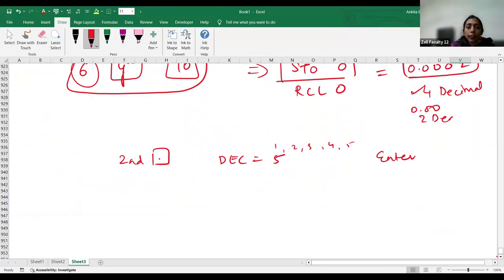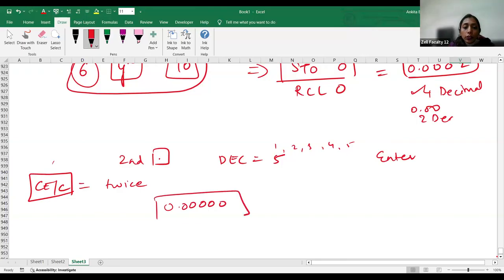And then you can exit from here using CE/C. You will press C/C twice to exit and go to the main screen. And in the main screen, you will now see 0.00000. So this DEC function is used to set your decimal places using second and decimal sign.